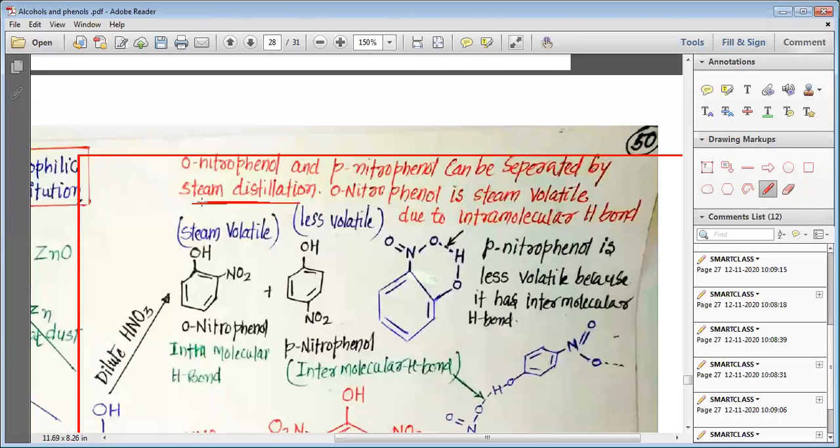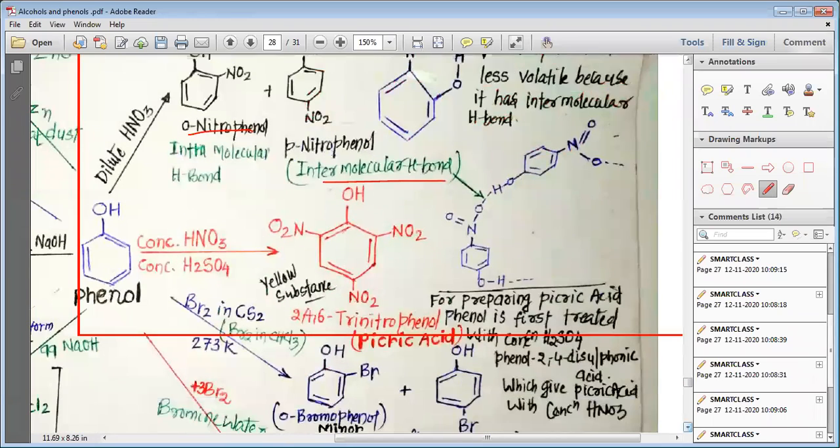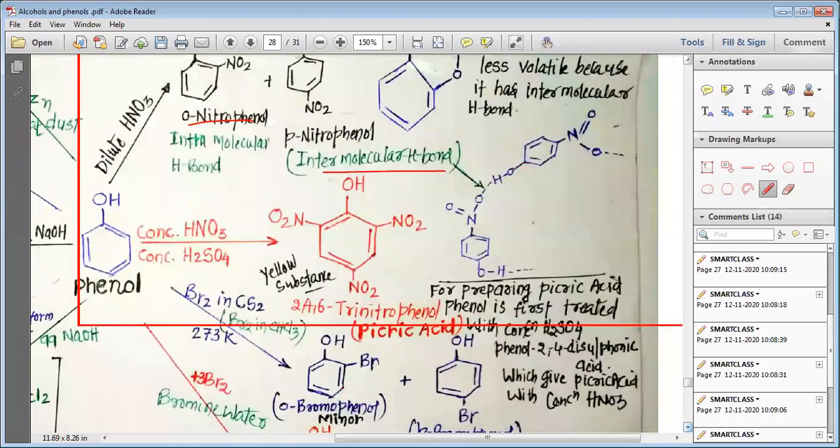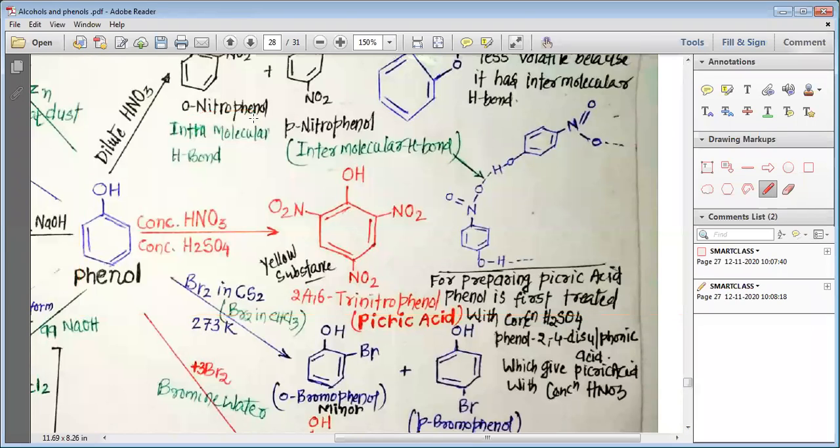And here, during the process of steam distillation, orthonitrophenol, which is steam volatile, comes out first. It is separated first in the form of vapor, whereas the paranitrophenol, which has the intermolecular hydrogen bond and the higher boiling point, does not come out, and this is how it can be separated. So this is how, my dear students, we understand the difference between the orthonitrophenol and the paranitrophenol.